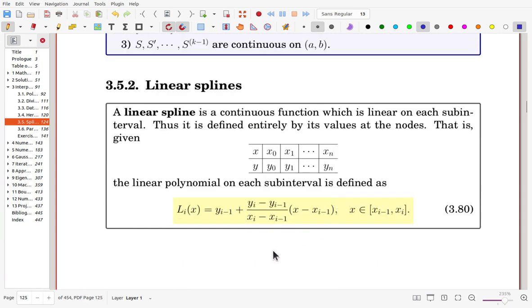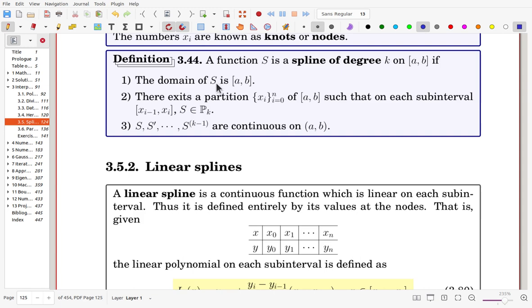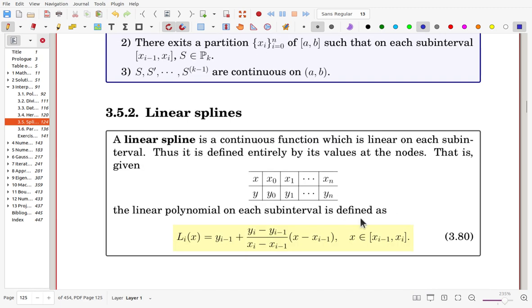So let's see linear splines. For linear splines, the function must be defined on the interval [a, b], and for a partition, in each subinterval it must be linear, and for k equal to 1, the function itself must be continuous. So that means that once the data points are given, we connect the points with line segments. That's the result from the definition.